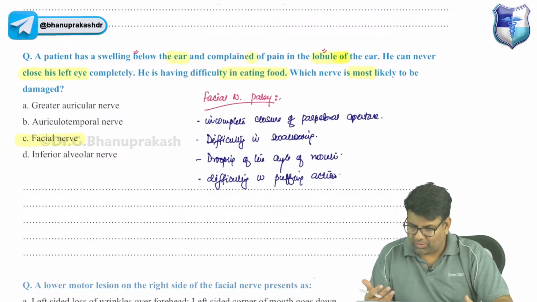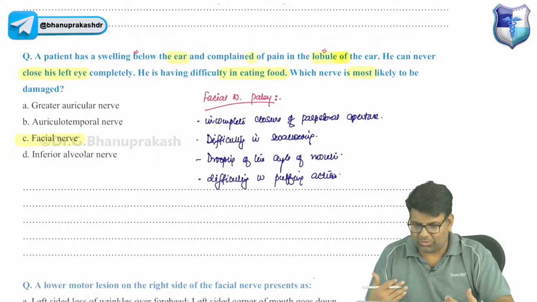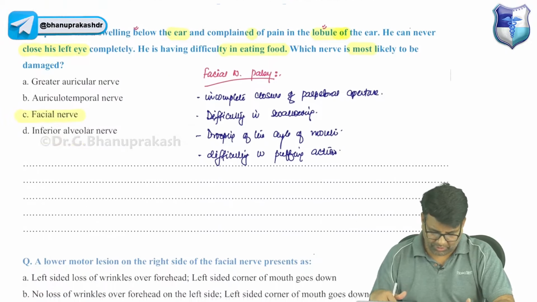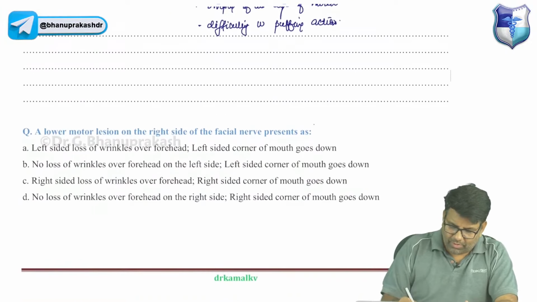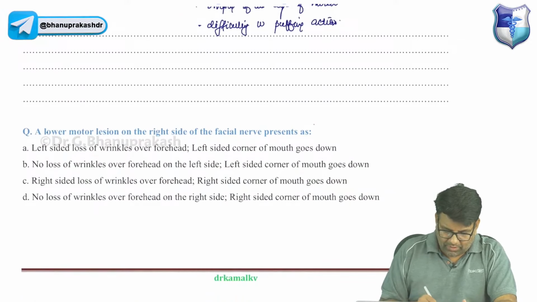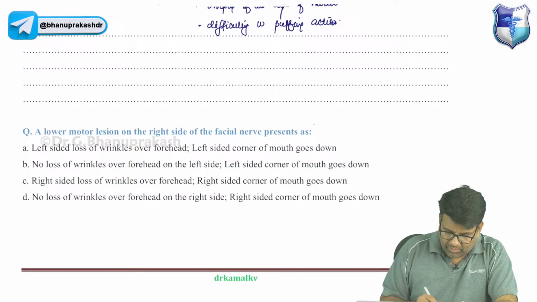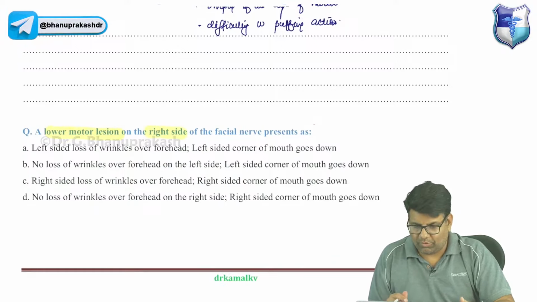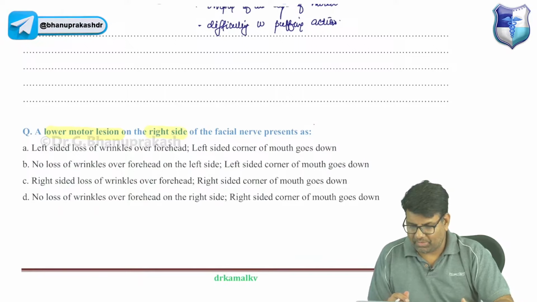Yes, Monica, you are absolutely right. Unable to close the eye, that goes more in favor of facial nerve. Absolutely right. So this is facial nerve. Now, continuing the concept, if there is a lower motor neuron lesion of the facial nerve on the right side, what presentation would be seen?